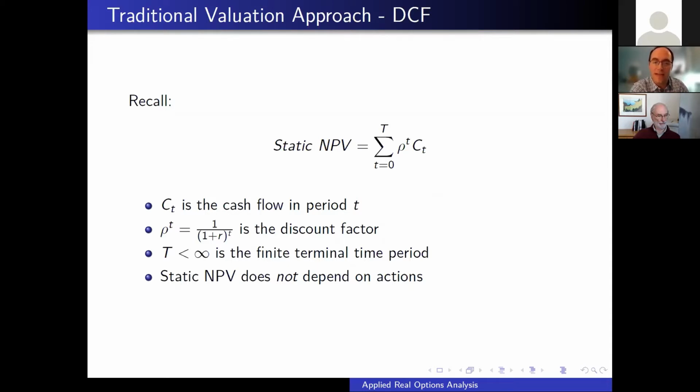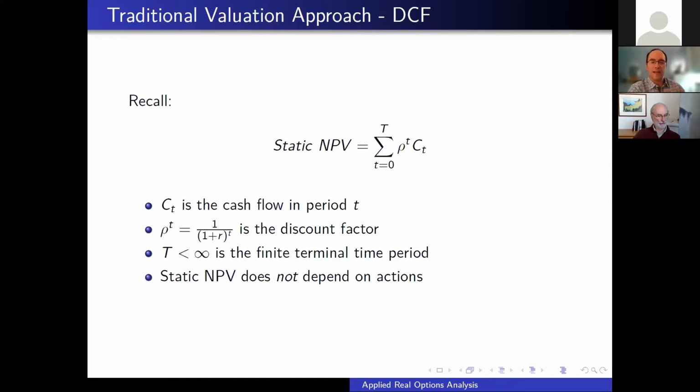To understand real options, I'm going to have everyone recall a formula they've seen 1,000 times before, which is the static net present value formula. I'm going to use rho here because I'm going to need it later to be concise, but that's just your discount factor. And it's just the discounted cash flows that you receive. All time in these models is finite. It's important to point out that the static NPV does not depend in any shape or form on our actions. And that's what we want to include. It's the possibility of our future actions that will change the distribution of our cash flows.